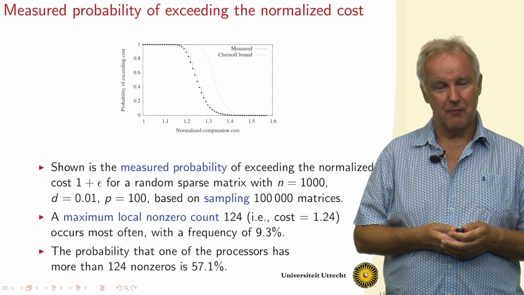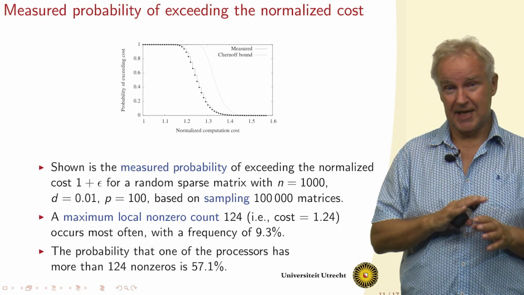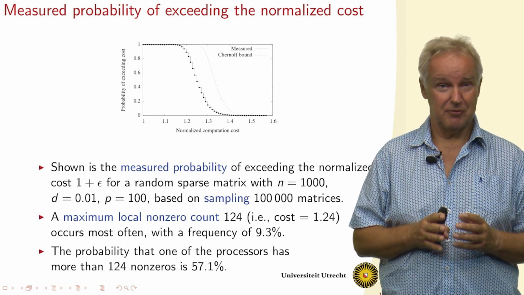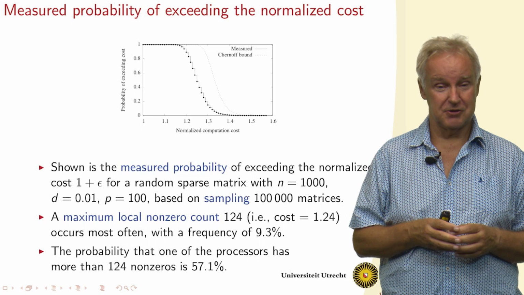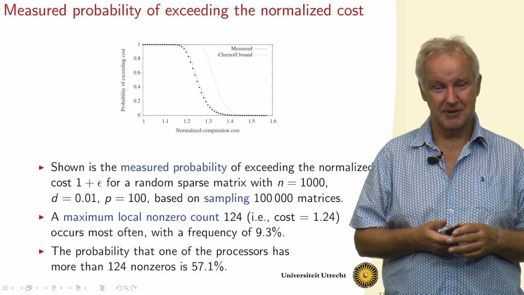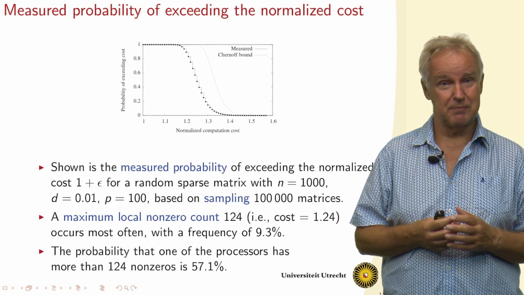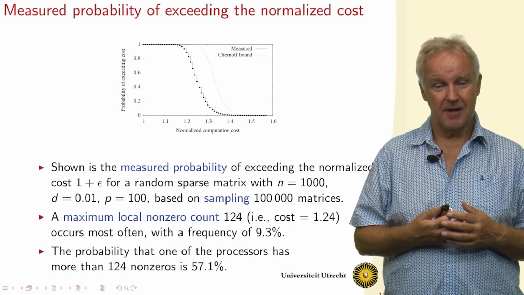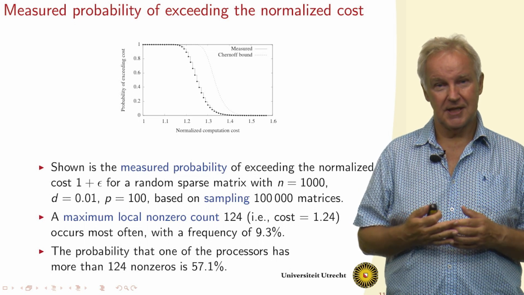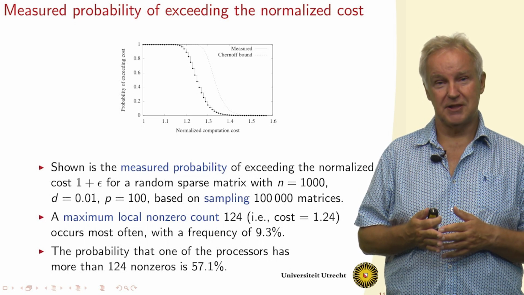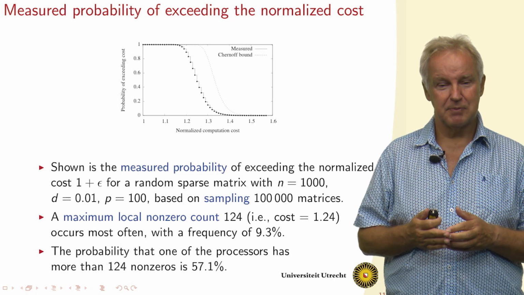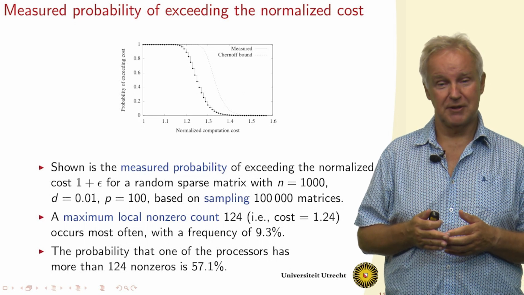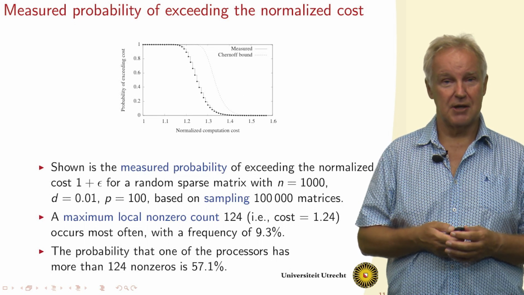And we expect that if we get the best distribution, then every processor would have, for this problem, 100 non-zeros, because we have a matrix of 1,000 by 1,000 with a 1% density and 100 processors. But the most frequently occurring maximum is 124. That's about 9% of the cases. And then this maximum goes down quickly.